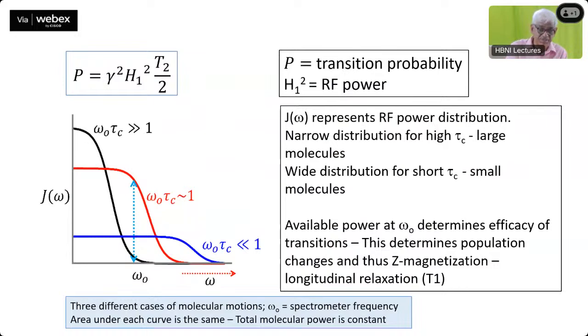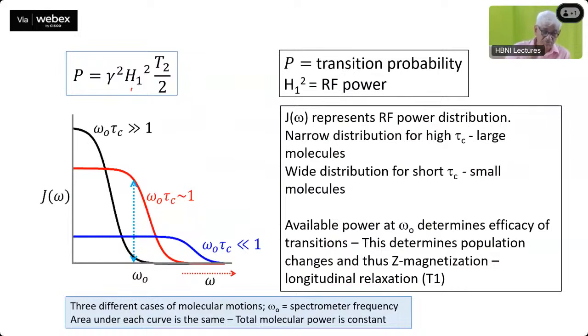But the point is that the transition probability is proportional to the square. Therefore, the spectral density, which represents the square, is the power. Therefore, spectral density determines the probability of the transition, the efficacy of the transition, at any particular frequency. So what is plotted here is, depending upon the correlation time, how J(omega) looks.